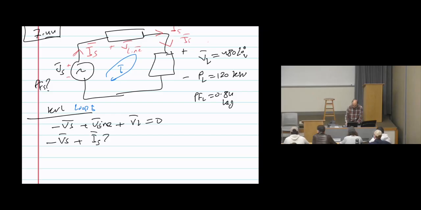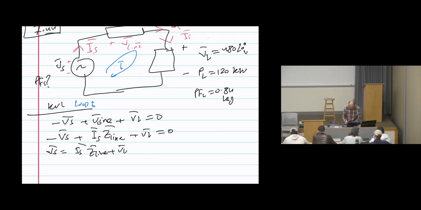I source times Z line, plus V load, which is known. We already know V load. Okay. So based on this, we can calculate V source as I source times Z line bar plus V load bar. Now we know the values.